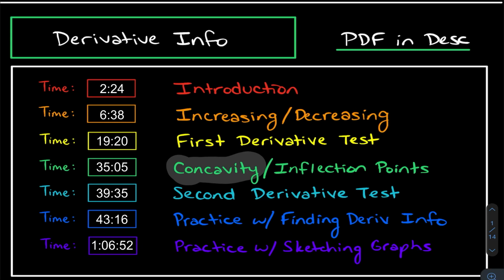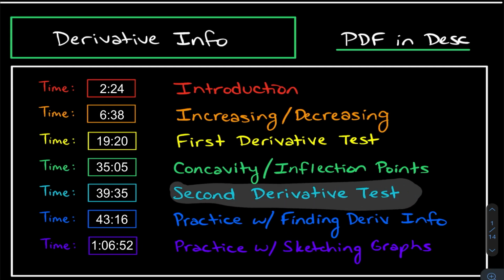And where a function has inflection points. This is where you're switching from a graph that's curving up to a graph that's curving down. Okay? And so you're just switching concavity. That's what inflection points are. And then you have the second derivative test, which is another way to tell where something has a max or a min. It's just now you're using the second derivative instead of the first derivative.